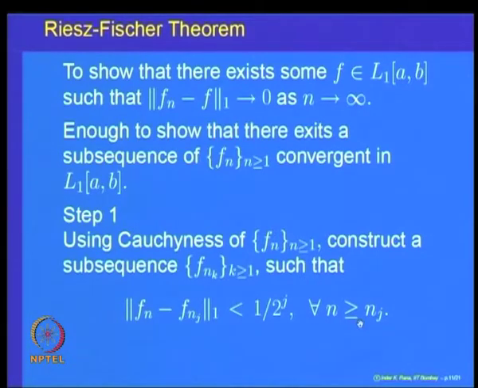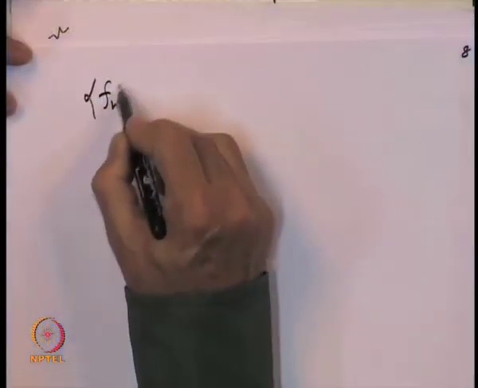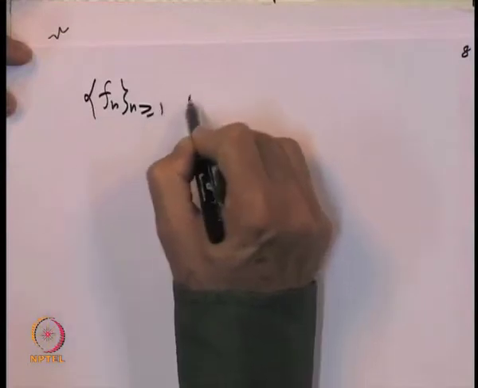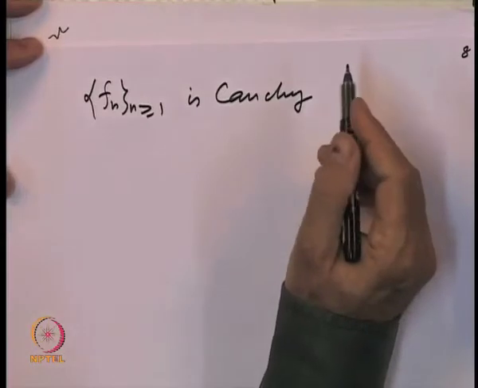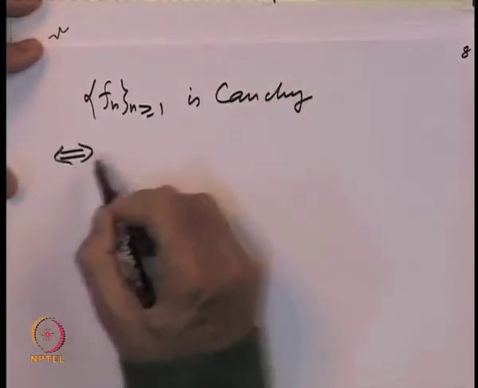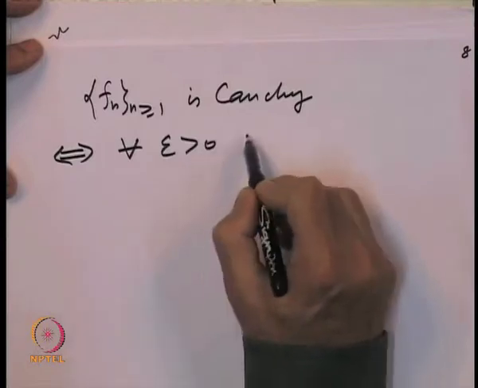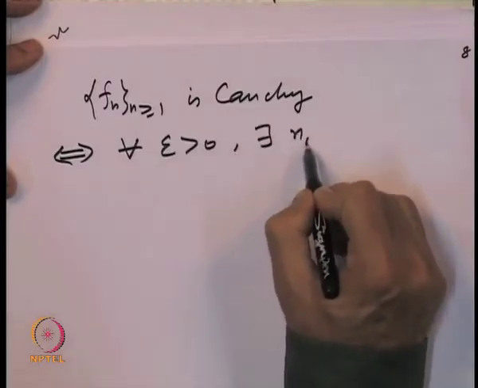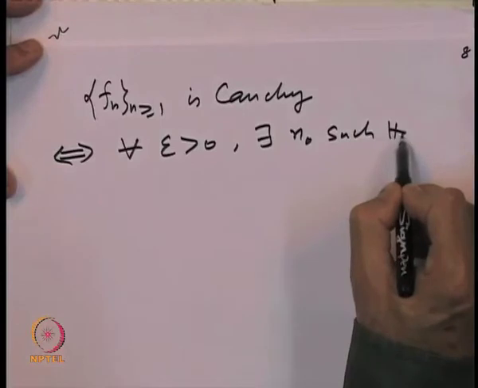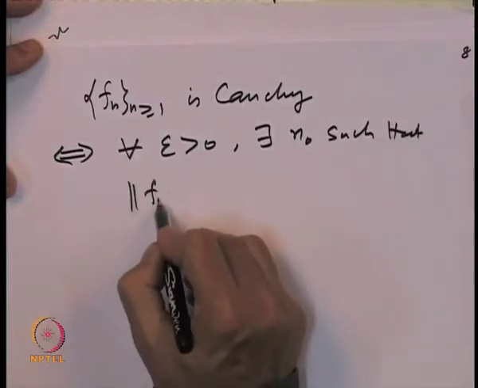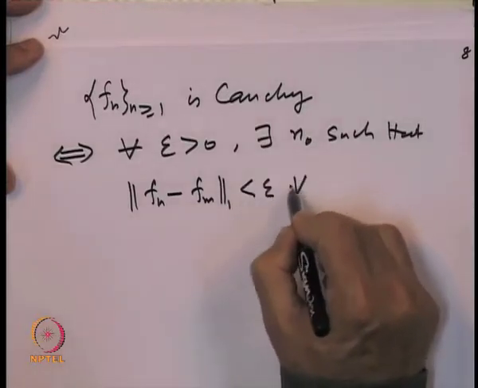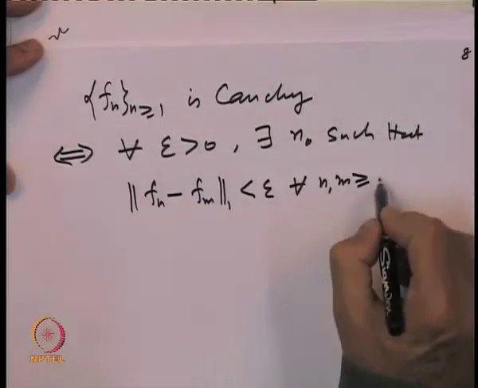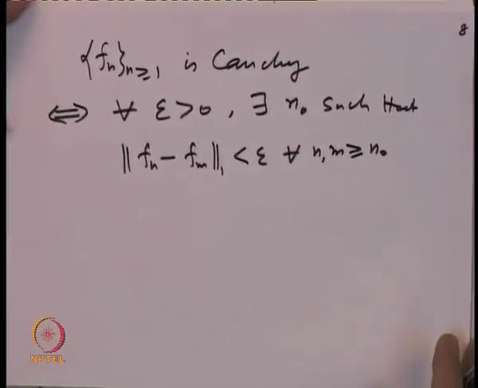So, to do that, we start with, what does Cauchiness mean? Saying that the sequence f n is Cauchy is the same as saying that for every epsilon bigger than 0, there exists some stage n naught such that norm of f n minus f m is less than epsilon for every n and m greater than or equal to n naught. So, that is Cauchiness.